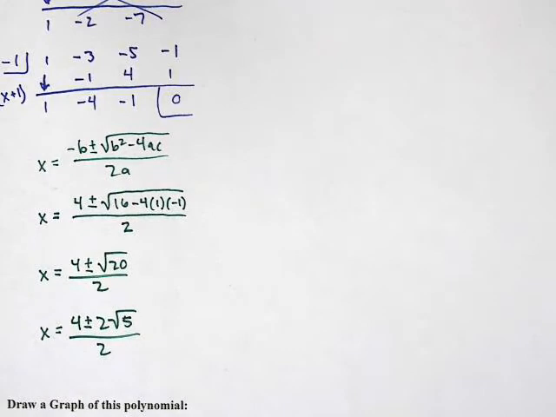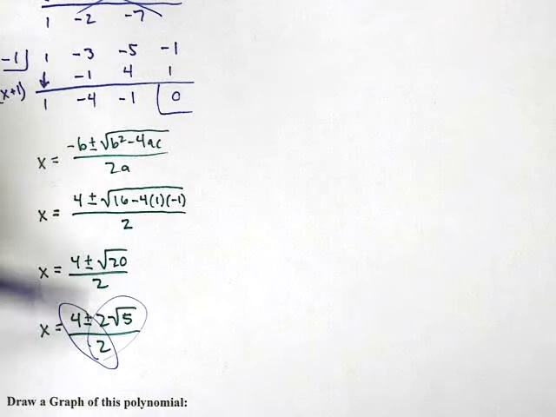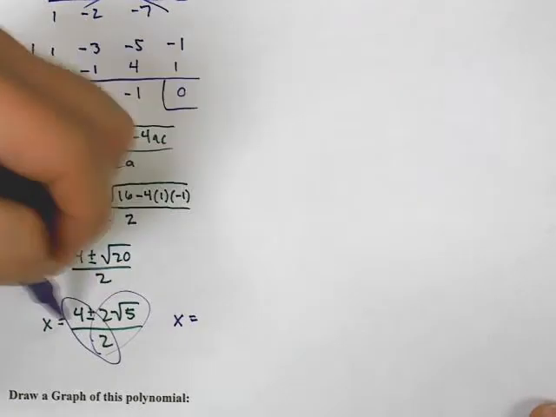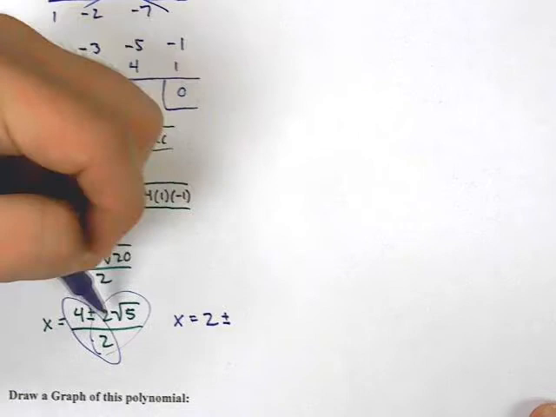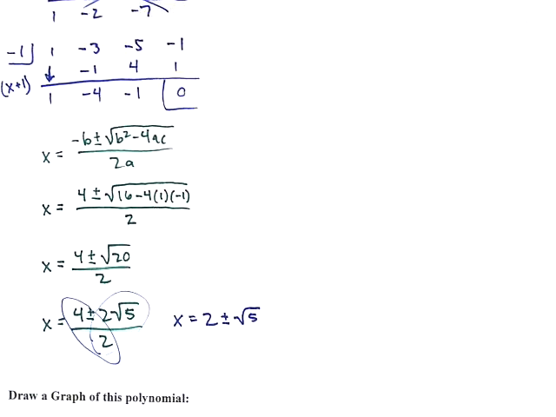And then here's the last part that I think some people maybe get confused on, and I like to draw hearts for this. Remember that when you have multiple pieces divided by the same denominator, you can split it up, and it kind of makes a nice little heart. So x is equal to, well, 4 divided by 2 is 2, plus or minus 2 root 5 over 2 is just root 5. Okay?